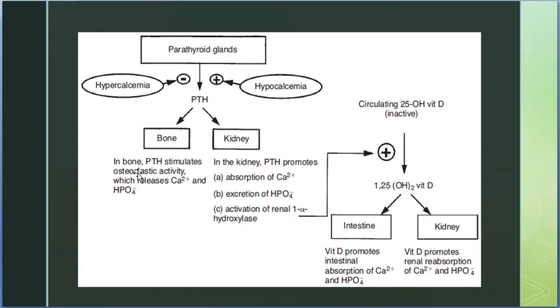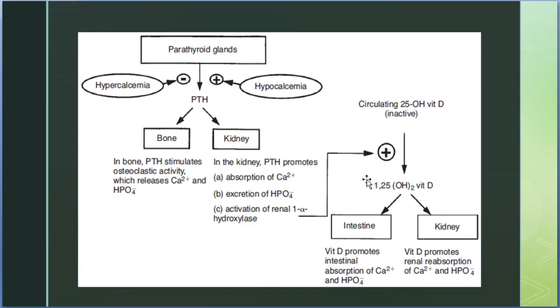In bone, it causes osteoclastic activity, now releasing your calcium and your phosphate. In the kidney, parathyroid hormone promotes absorption of calcium, excretion of phosphate, and activation of renal alpha hydroxylase. This renal alpha hydroxylase can cause the activation of the inactive form of vitamin D, which is calcidiol. This calcidiol will be converted, or activated, in the kidneys. Then it will be converted into its active form, which is calcitriol, or 1,25-dihydroxy vitamin D.